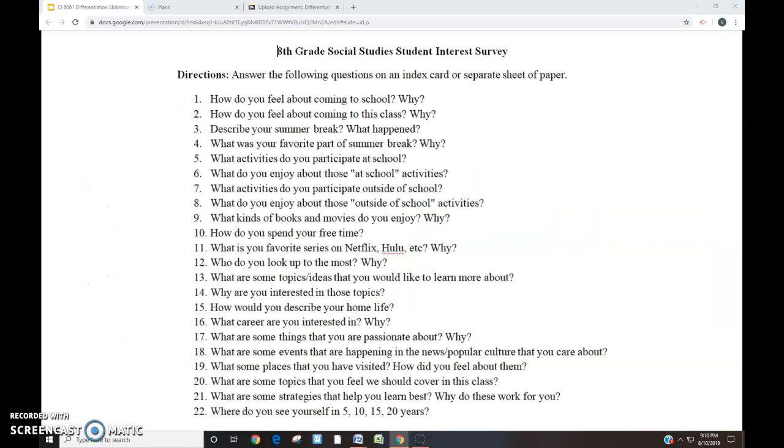The following example is used for students in an 8th grade social studies classroom. Students were asked to complete the questions on an index card. The answers were used to design lesson activities to engage and pique student interest.